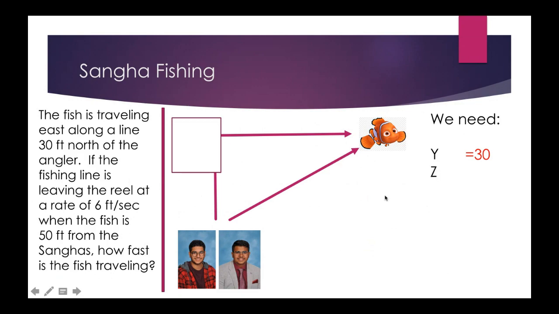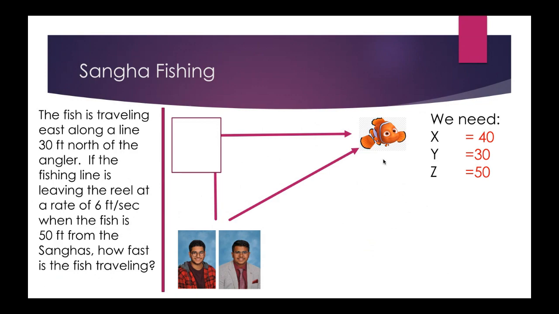Well, what about z? z is the hypotenuse, and it says right near the bottom, when the fish is 50 feet from the Sangas, so there's your 50 feet for z. Now, we need to find x. We need to find that horizontal distance from where the fish started to where it is now. Must be some way we can do that. Wish there was some way to solve for a third side on a right angle triangle. Oh yeah, there it is. It's 40. You've now got an x, a y, and a z.